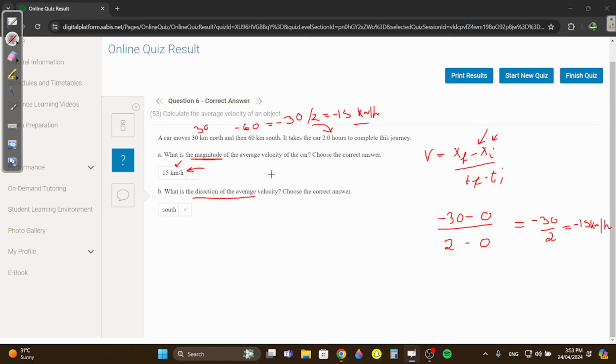But what's going to be the direction? Since it was negative, obviously it's going to be going in the negative sense, and the negative sense is always south, because it's going down. Up is north, which is positive. Right is east, which is also positive. Left is negative, which is west, and down is south, which is also negative.